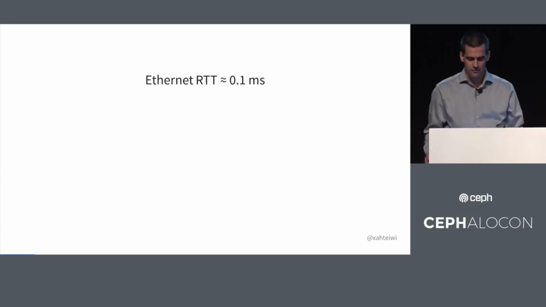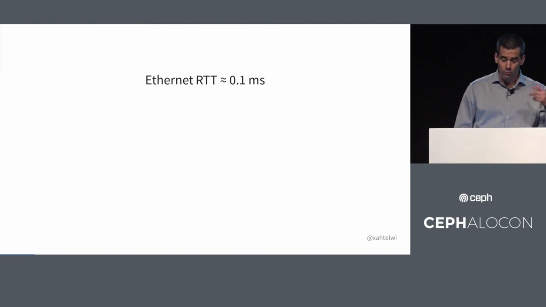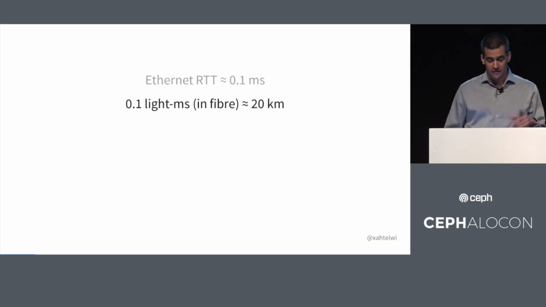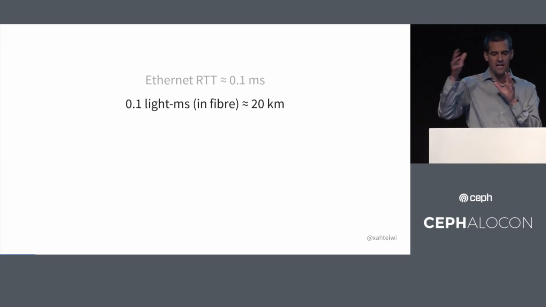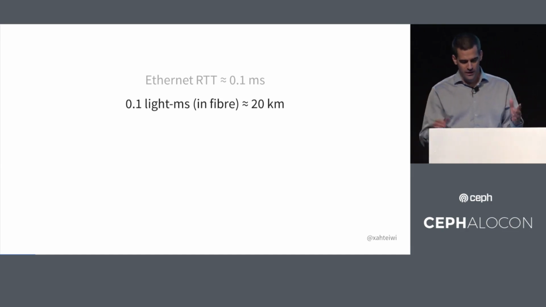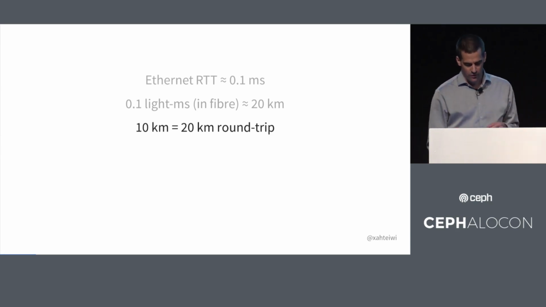But you need to consider that the typical Ethernet round trip time that we have in a local Ceph cluster is on the order of about 100 microseconds or 0.1 milliseconds. Now, those 0.1 light milliseconds in fiber, that is to say, the distance that light travels in a glass fiber at that time, is just 20 kilometers, or a round trip of a link that's 10 kilometers one way.